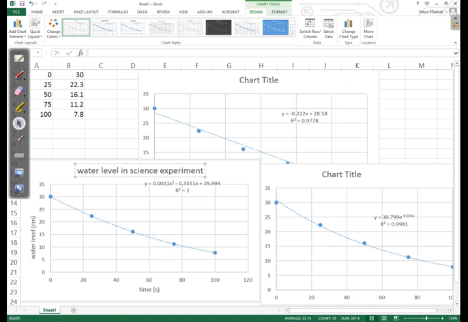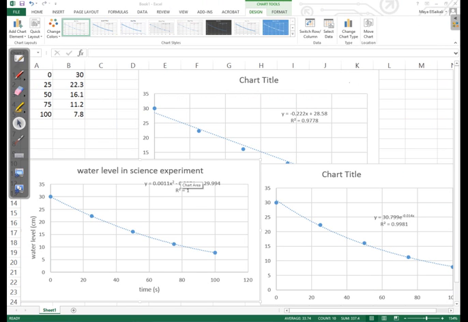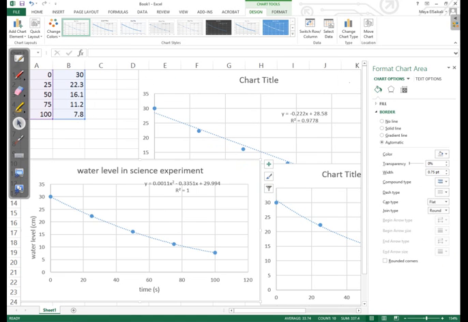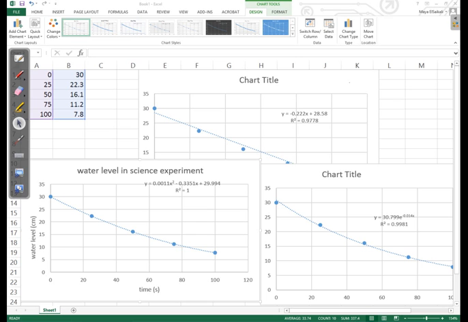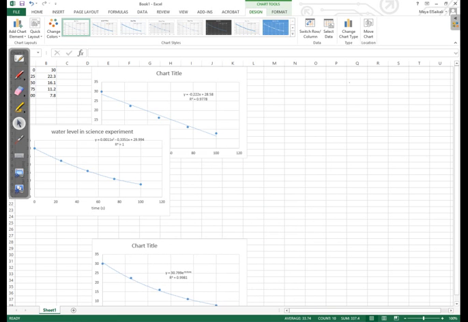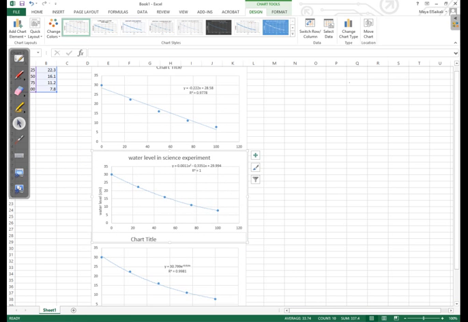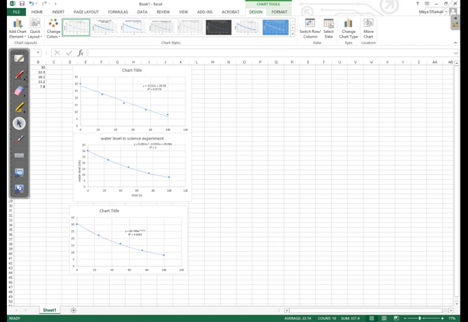Okay, so I'm going to go back here, and let me see if I can copy all three of these. I'm just trying to copy them all onto my sheet.